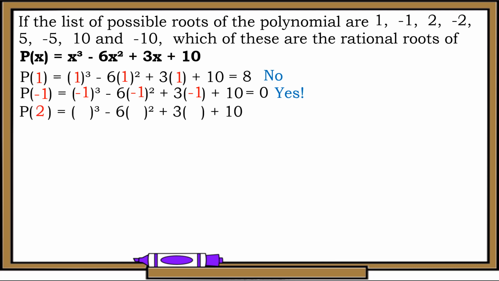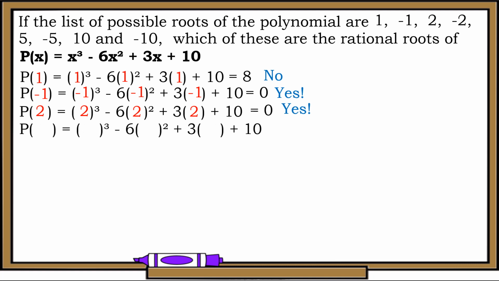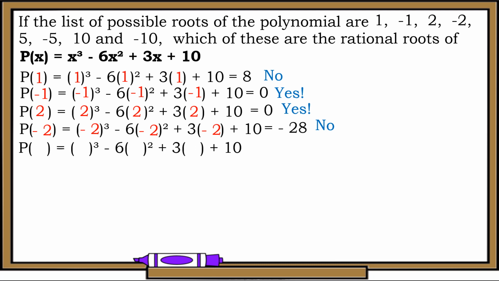How about 2? 2 cubed minus 6 times 2 squared plus 3 times 2 plus 10. What is the answer? Okay, it is equals to 0. So dahil nag-0, ibig sabihin, this is also one of the roots of the polynomial. How about negative 2? Negative 2 cubed minus 6 times negative 2 squared plus 3 times negative 2 plus 10 equals negative 28. Hindi siya nag-0. So, no, this is not the root.